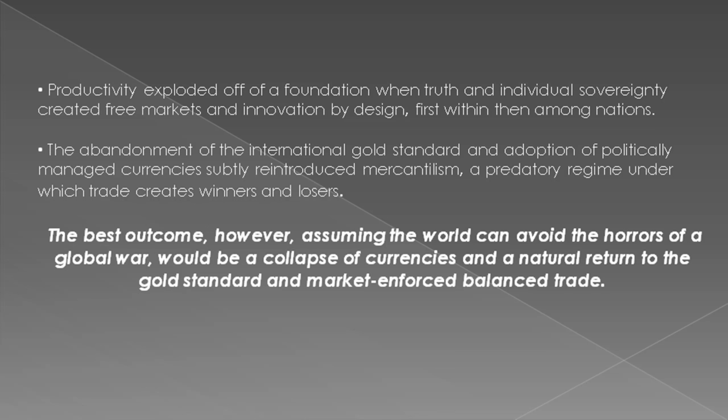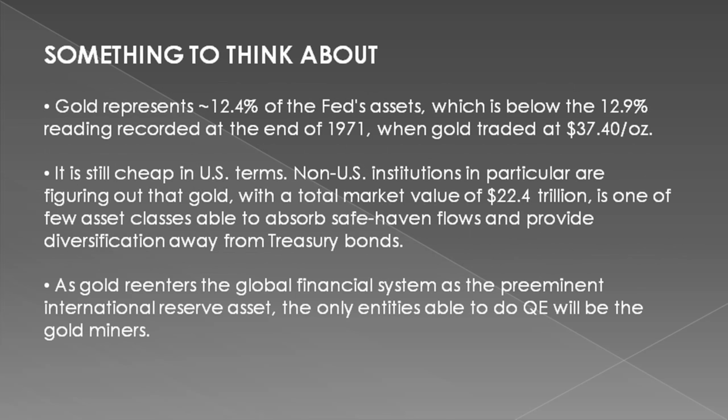The best outcome, however, assuming the world can avoid the horrors of a global war, would be a collapse of the currencies and a natural return to the gold standard and a market-enforced balanced trade. At $3,200 an ounce, recently that is, it's higher now, gold represents 12.4% of the Fed's assets, which is below the 12.9% reading recorded at the end of 1971 when gold traded at $37.40 an ounce.